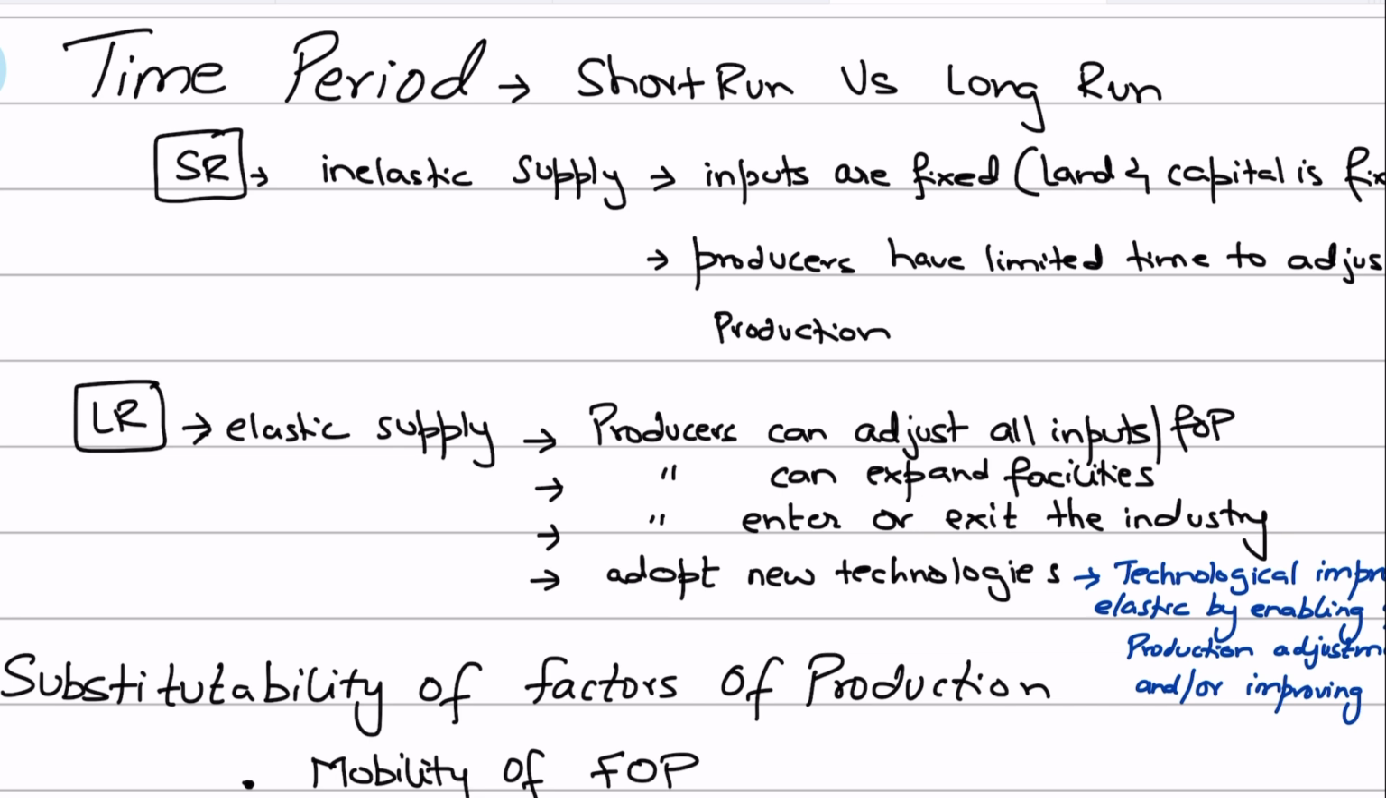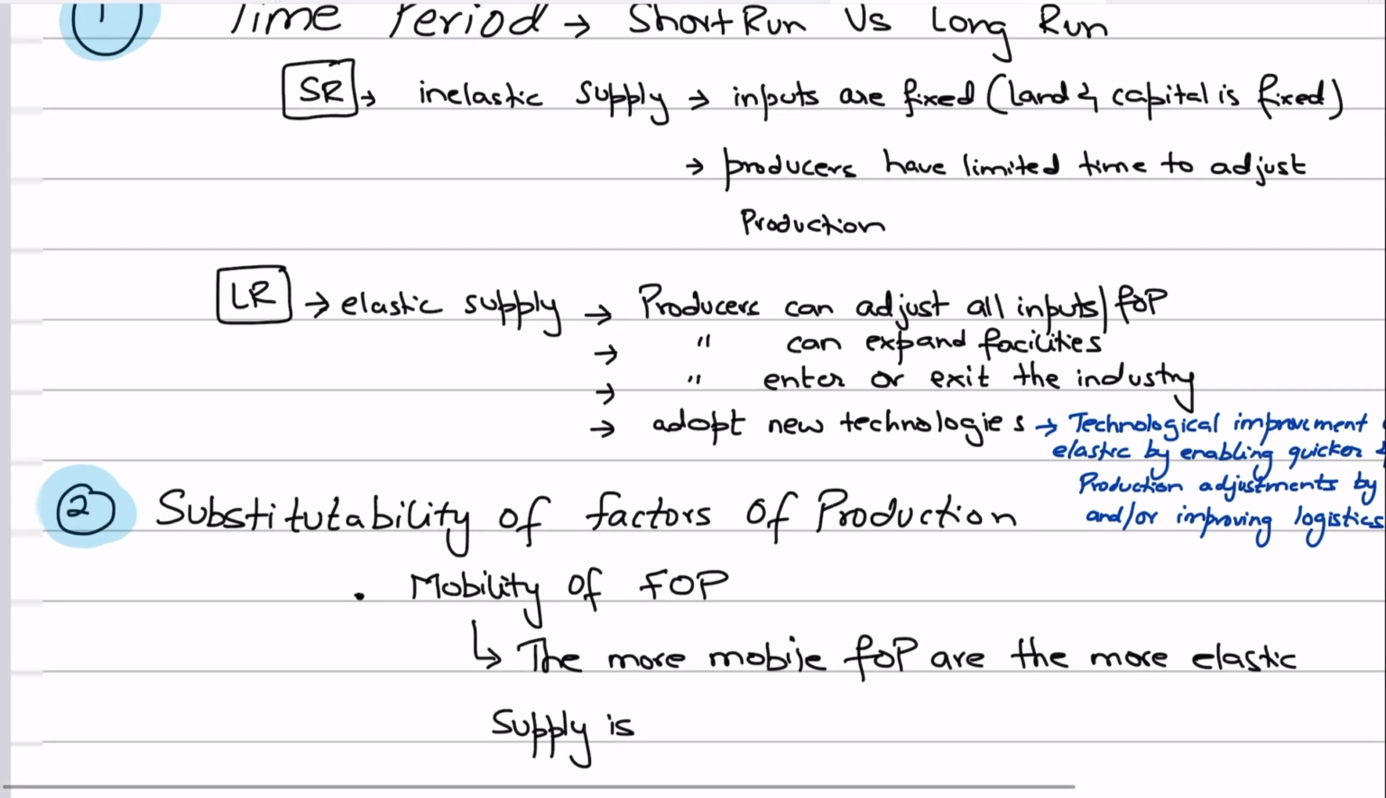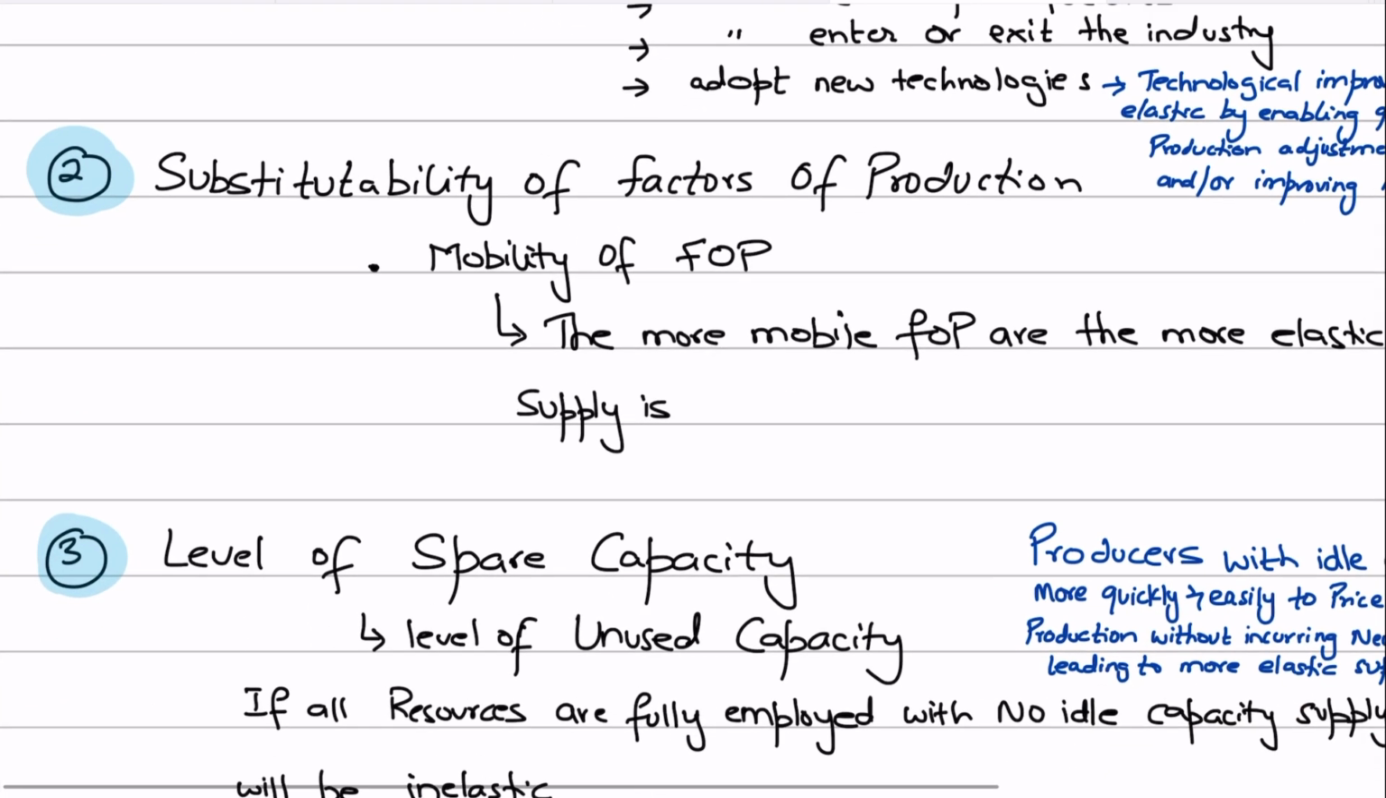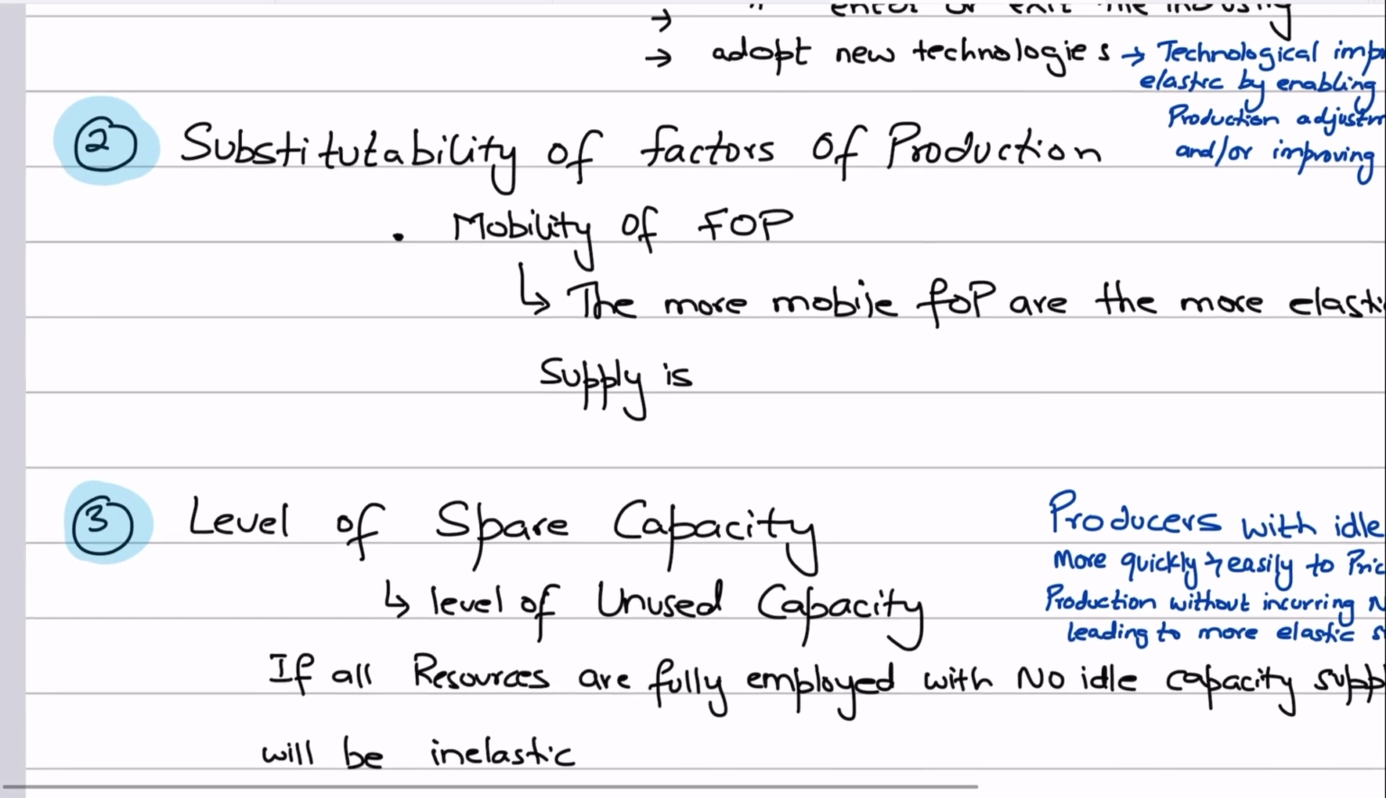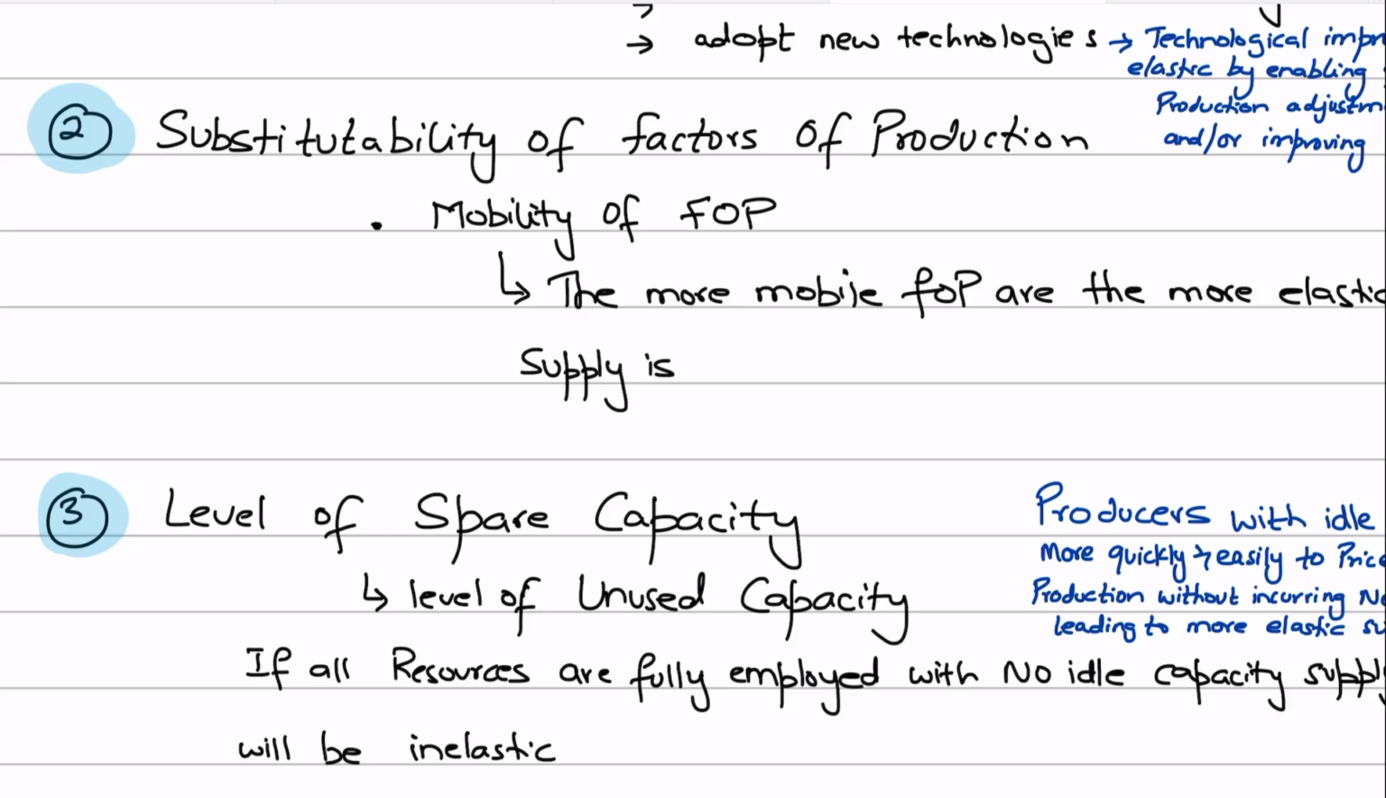So you could say that in the long run, supply is elastic because of more flexibility of output, or more flexibility of the suppliers to increase production. Production itself is more flexible in the long run, where industries or firms could ramp production up or down very quickly, making the supply more elastic in the long run, guys. Now the second point, substitutability of factors of production.